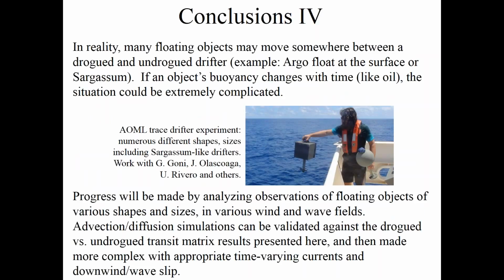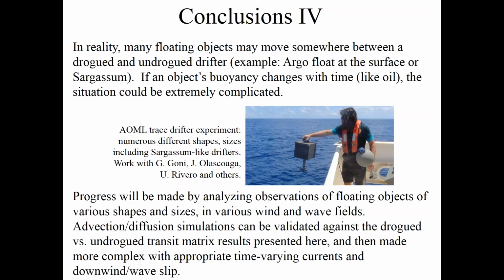And that is the final conclusion that I'll close this talk with: in reality, a lot of objects may float somewhere in between. For example, an Argo float sitting right at the surface is going to be mostly beneath the surface of the water, in the upper meter of water. So it's not going to move like the 15-meter deep water, but it's also not going to have the wind forcing of a drifter floating right at the surface. Another example is if an object's buoyancy is changing with time. You can imagine a situation where it might start off moving more like an undrogued drifter, and then as it becomes more neutrally buoyant, starts moving more like a drogued drifter.